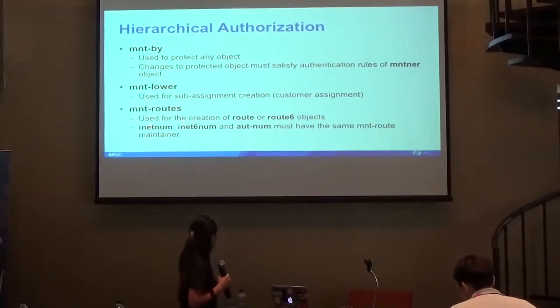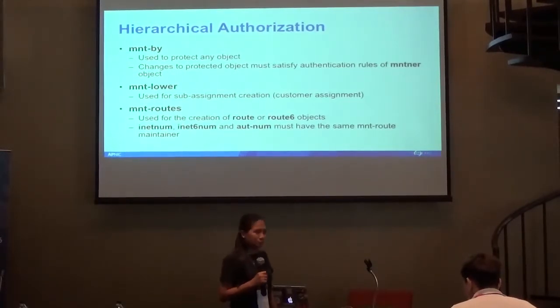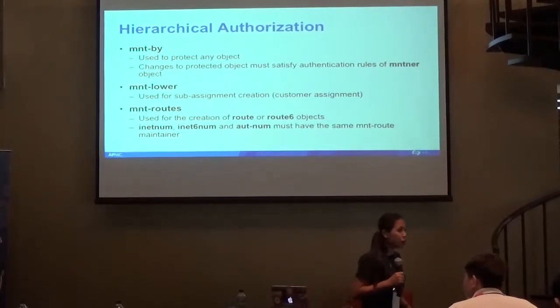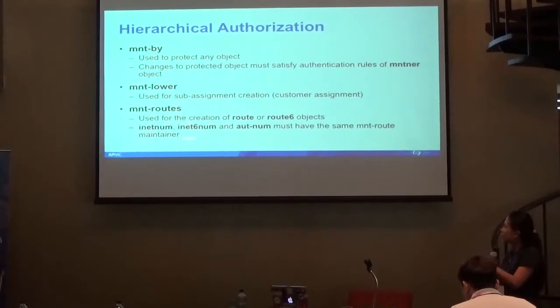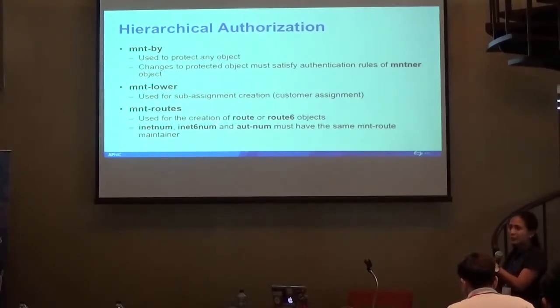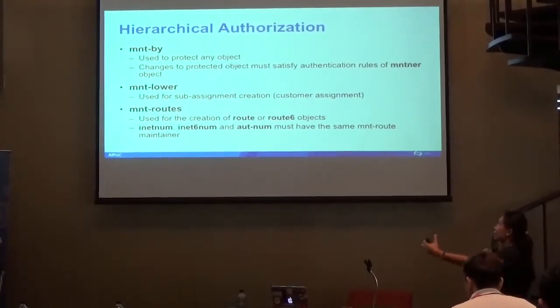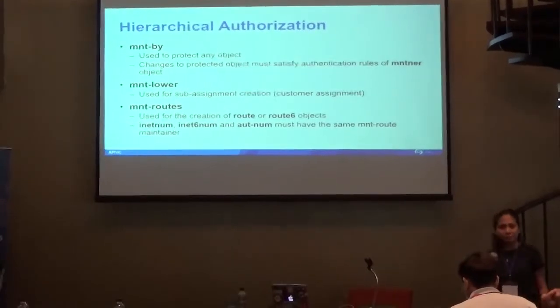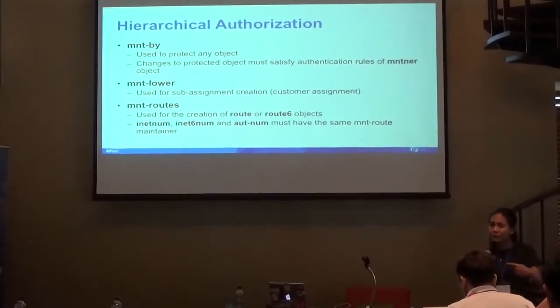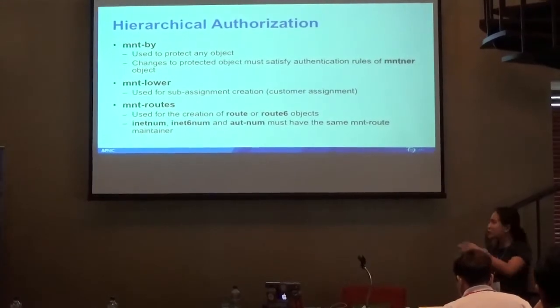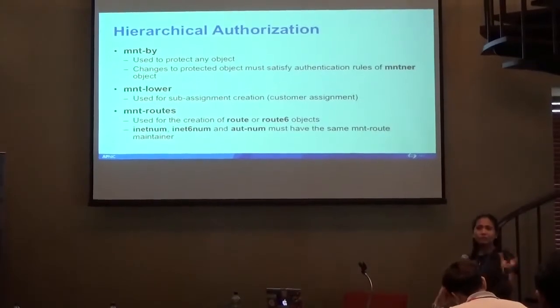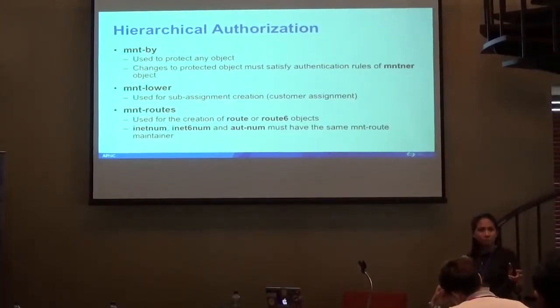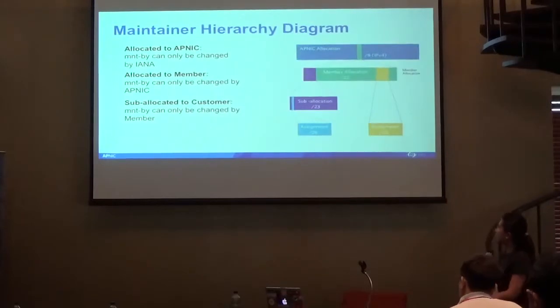What about mnt-routes? Now, if you are going to create either a route or a route6 object, you can only do that if, for these objects, like inetnum, inet6num, or autnum objects, they are using that particular mnt-routes maintainer. So they have to link together. They should be maintained by the same mnt-routes object. Probably have an example here.